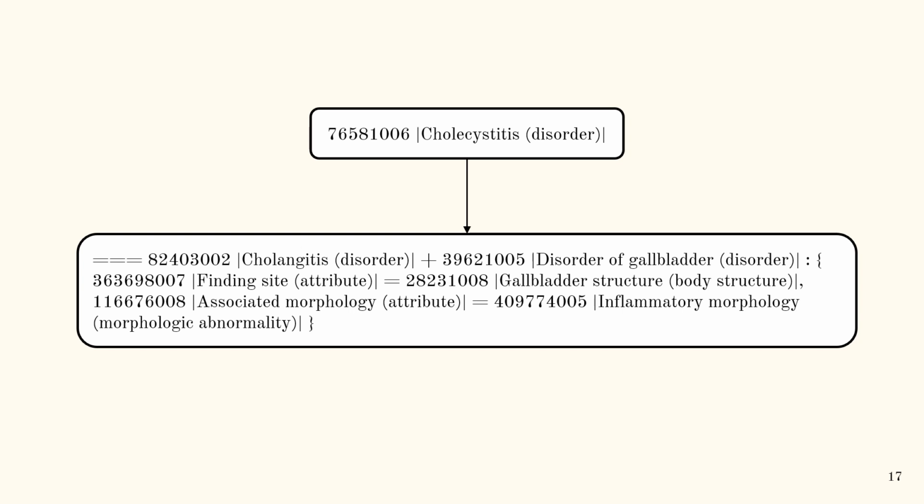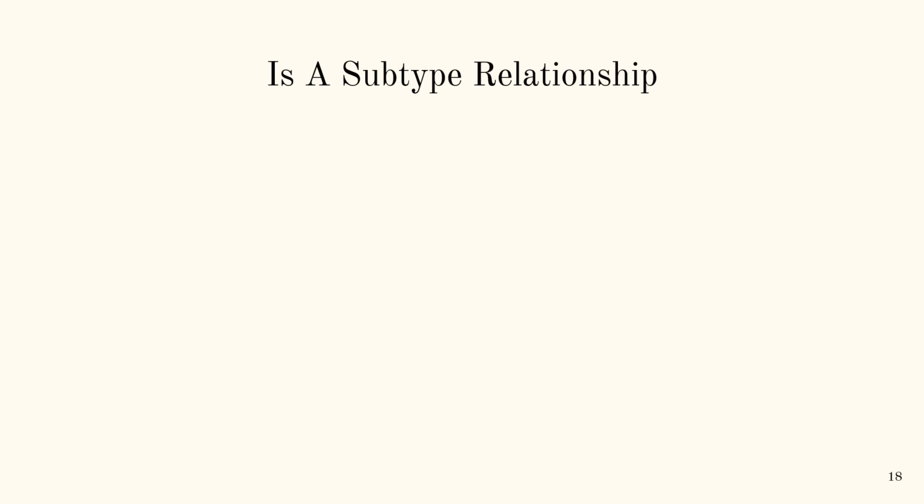The first two are what are called subtype relationships, and whatever is there within the curly brackets are called attribute relationships. So there are two broad types of relationships in SNOMED. One is subtype, the other is attribute. This set of relationships is what causes the magic. So there is a subtype relationship.